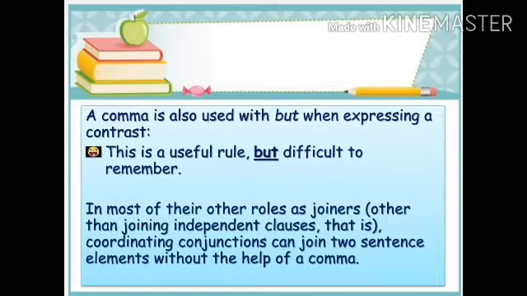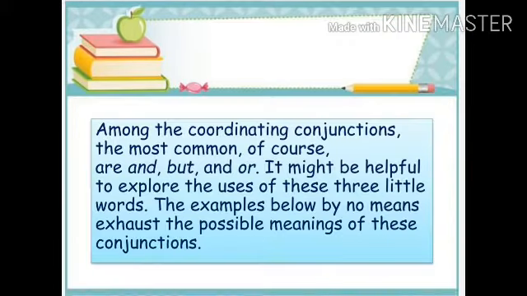In most of their other roles as joiners, other than joining independent clauses, coordinating conjunctions can join two sentence elements without the help of a comma. Among the coordinating conjunctions, the most common of course are and, but, and or. It might be helpful to explore the uses of these three little words. The examples below by no means exhaust the possible meanings of these conjunctions.